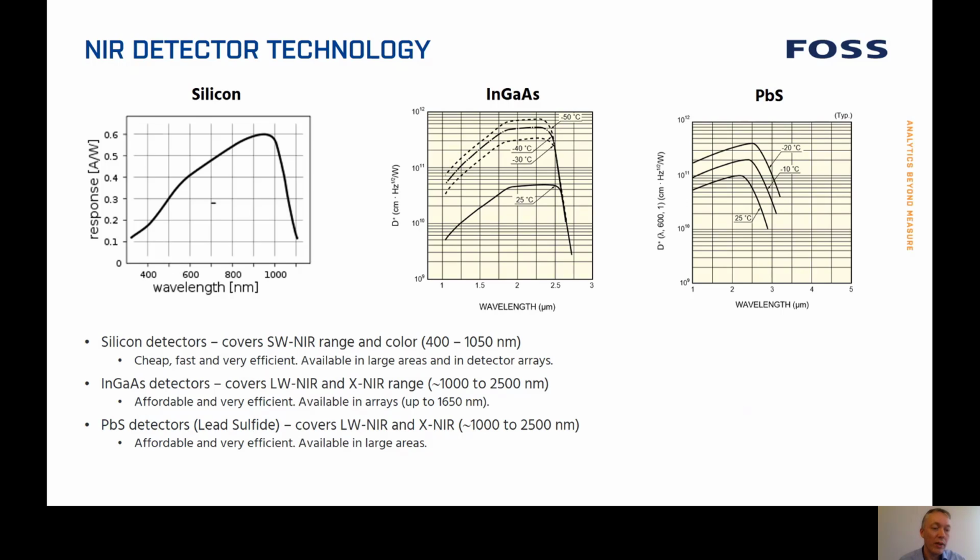Finally, lead sulfide detectors will cover the same ranges, the long-wave NIR and the extended NIR. They are also affordable and very efficient, and they are available in large areas for low light level detection.